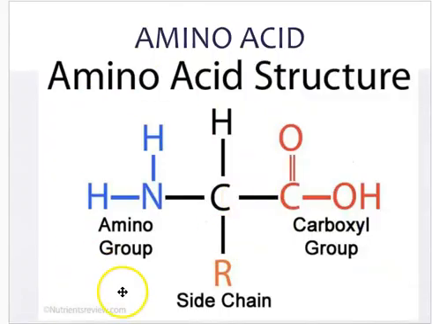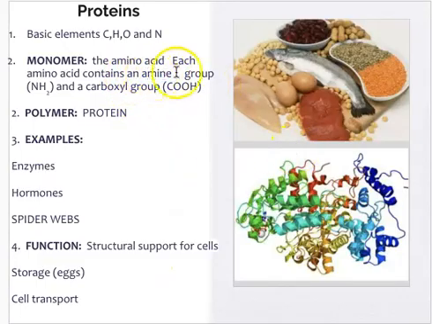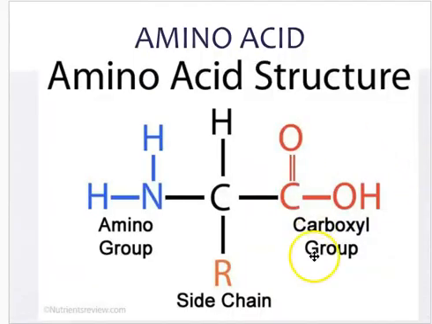So let's talk about this structure for a second. This is the monomer of proteins, the amino acid. This is the molecular structure of an amino acid. So here's our amino group, and our carboxyl group is right here. And this middle is called the side chain, and it varies between the amino acids. There's more than one amino acid. We'll get into that once we talk about DNA replication, transcription and translation.